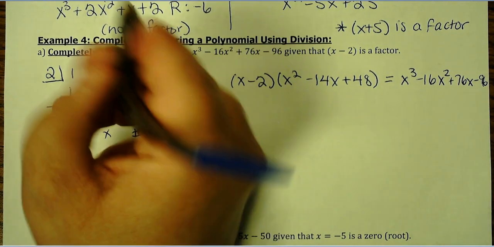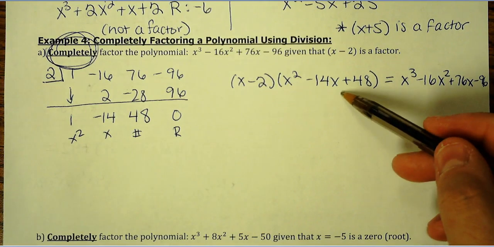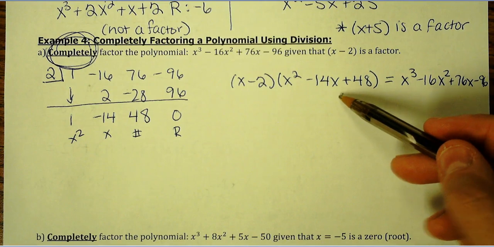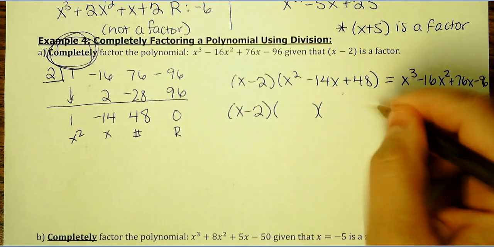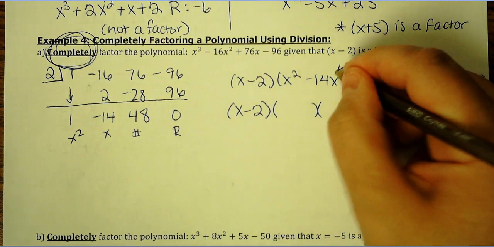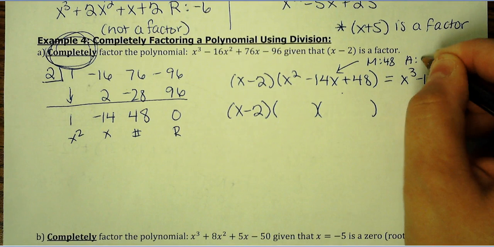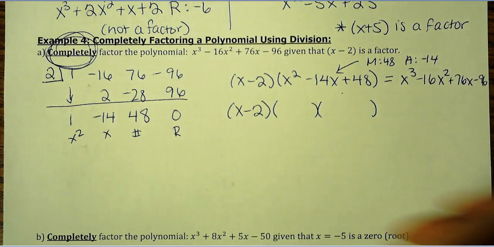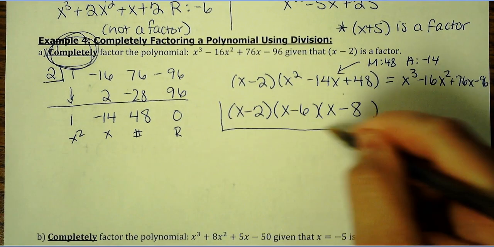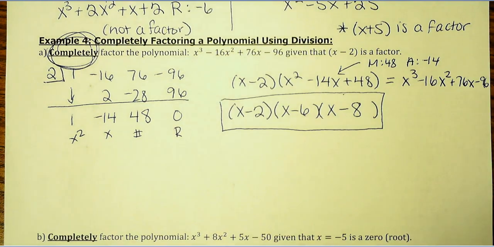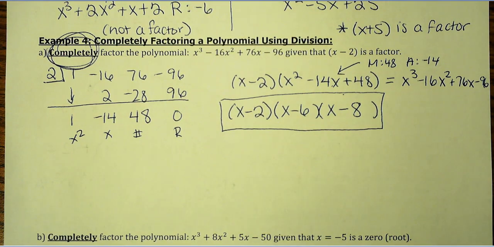Okay, now this says completely factor. What they're trying to tell you there is whatever you ended up with as your answer, which we got this x squared minus 14x plus 48, we can factor that further. Okay, now if we haven't done this in a minute, I'm just looking at this quadratic. I need two numbers that when I multiply them I get 48, and when I add them I get negative 14. So what I'm going to use there is an x minus 6 and an x minus 8. And then this is what we call the completely factored form, because the quadratic that we got as our answer when we first started can be factored further. So that's what we're doing there.